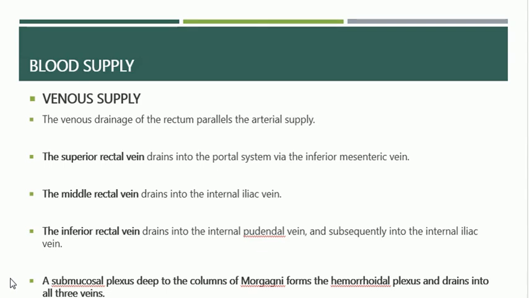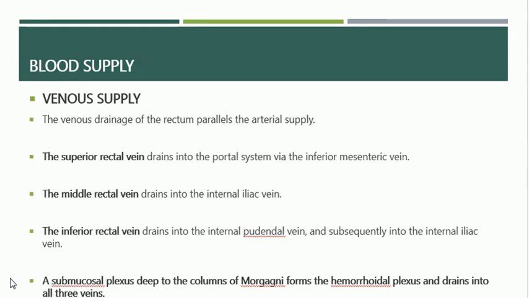Middle rectal vein drains into the internal iliac vein. This is not portal system. Main arterial supply is by the superior rectal artery. Main venous drainage is by the superior rectal vein, which goes into the portal system. This is very important. You must keep in mind. The middle rectal vein and the inferior rectal vein drain into systemic veins. The middle rectal vein drains into the internal iliac vein. The inferior rectal vein drains into the internal pudendal vein and subsequently into the internal iliac veins, which is a part of the systemic venous system.